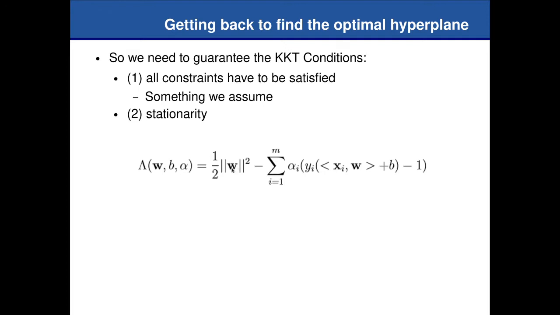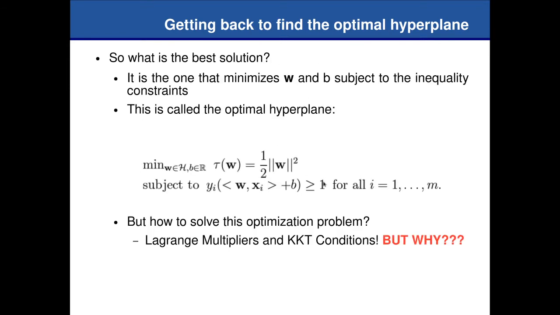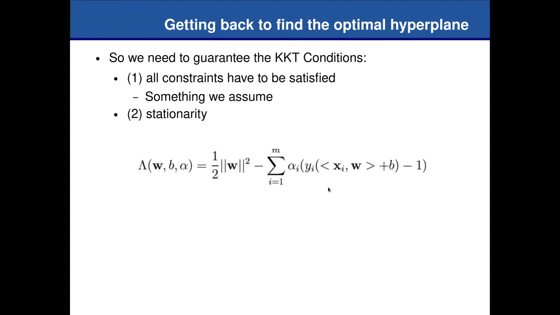Half times the norm of w to the square minus some alpha multiplied by each of those constraints we've got. Those constraints have to be equal to 0. That's why this is -1 over here. I just brought this one to this side and solved for the equality as discussed before.